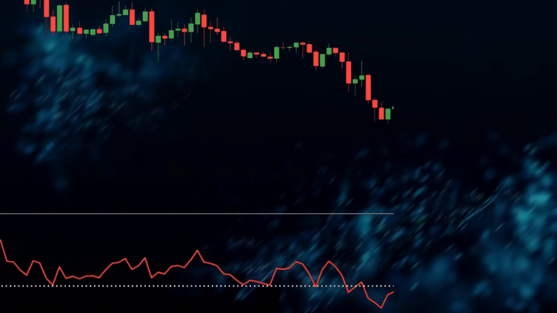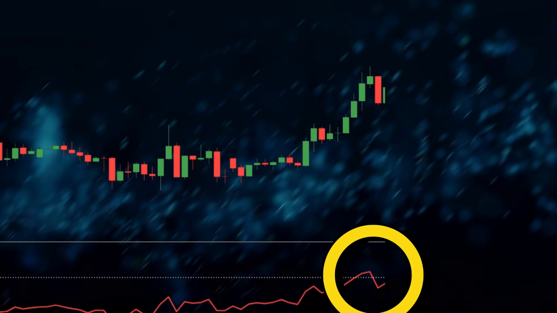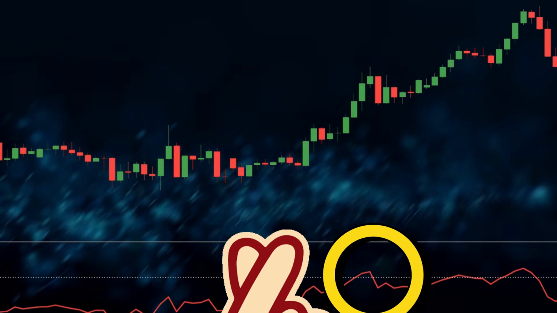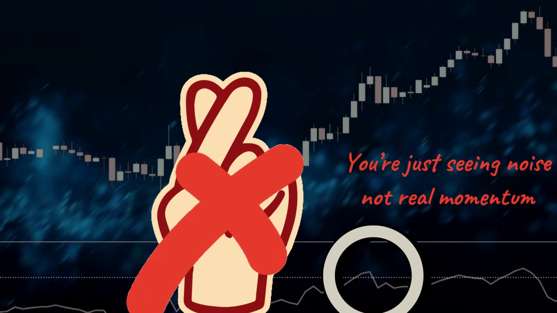Ever bought because RSI was oversold and price kept falling? Or sold because it was overbought and price kept rising? It feels like RSI is lying, but it's not. You're just seeing noise, not real momentum.